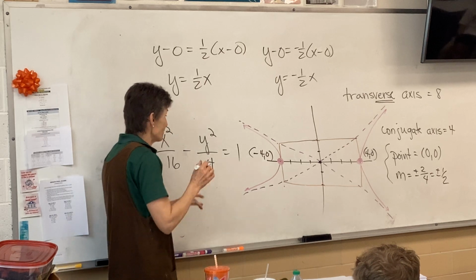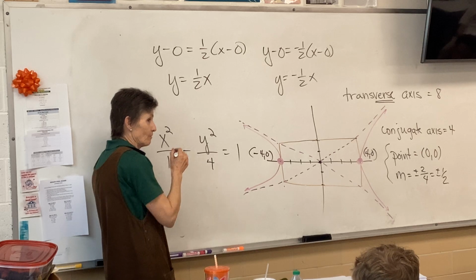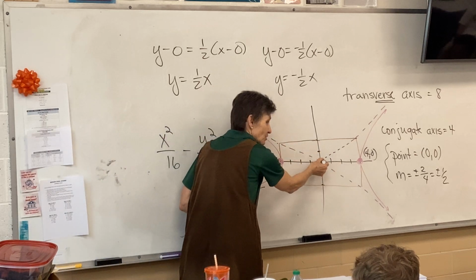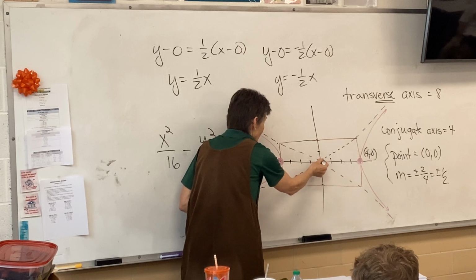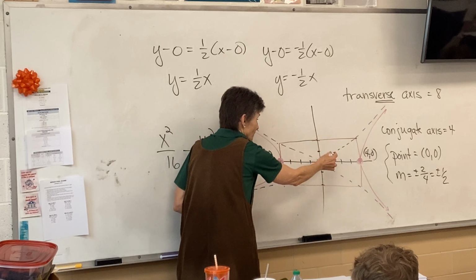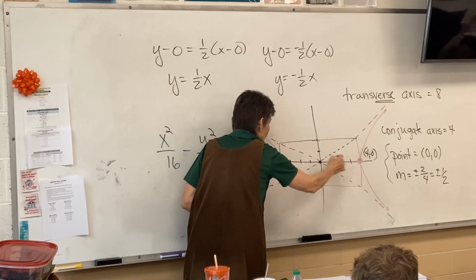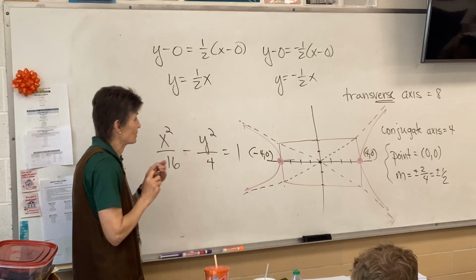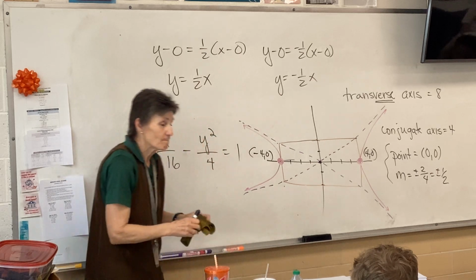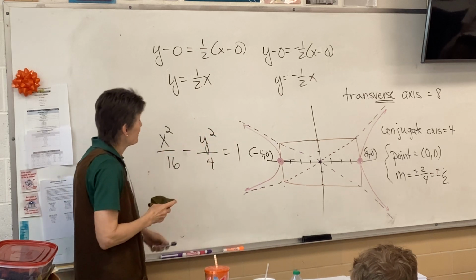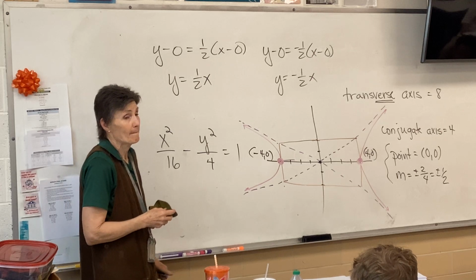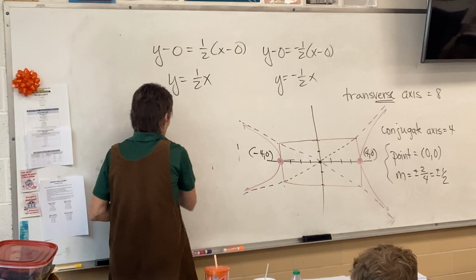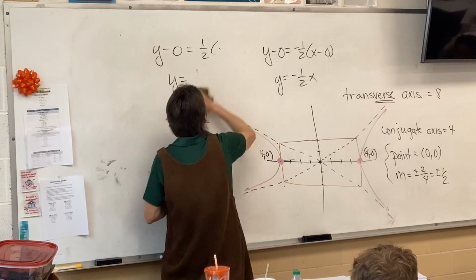So, the information you're responsible for knowing is: find the center, you know how to do that already. Find the vertices, the length of the transverse and conjugate axes, and the equations of the asymptotes. Okay? So we're gonna do it again. Does anybody have a question about that before I erase it? We're not gonna do the focus points of this. We don't have enough time to practice it.